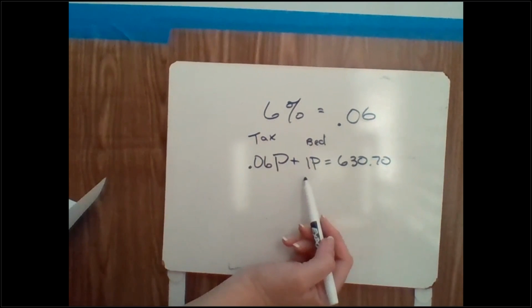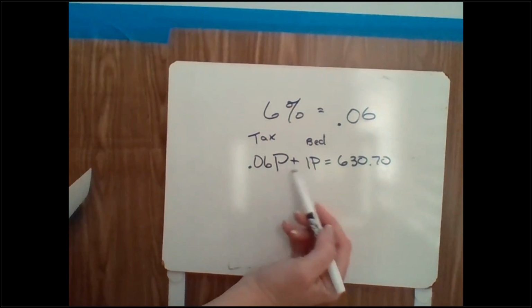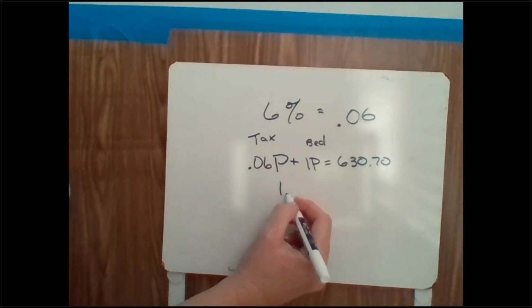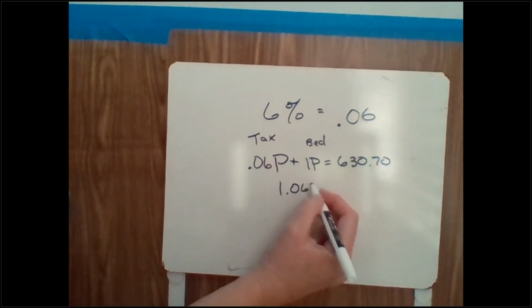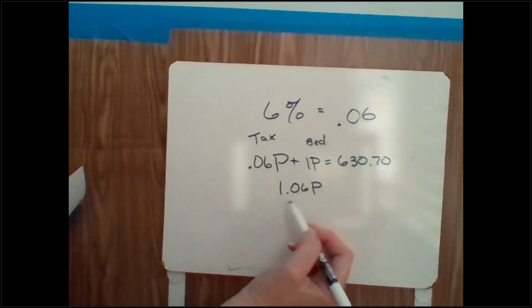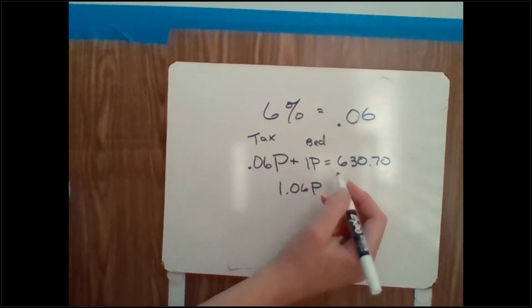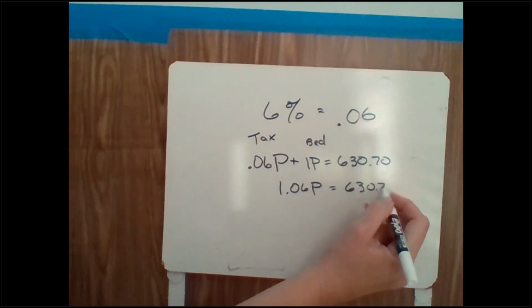Remember how we talked about combining like terms? These are both P terms, so there's nothing stopping us from adding those together first. It's going to make the problem a little bit simpler, a little bit faster. So 1P plus 0.06P is going to be the same thing as 1.06P equals $630.70.